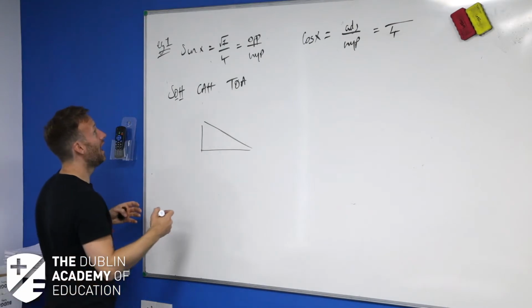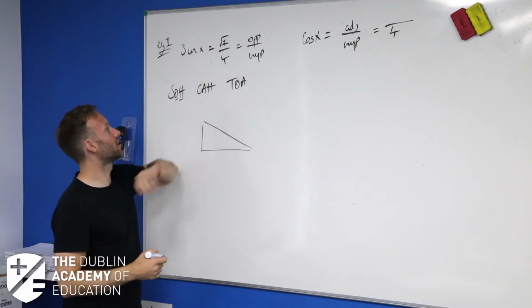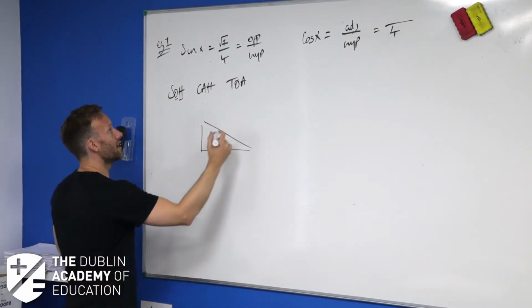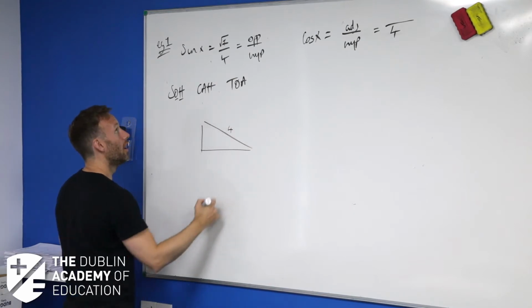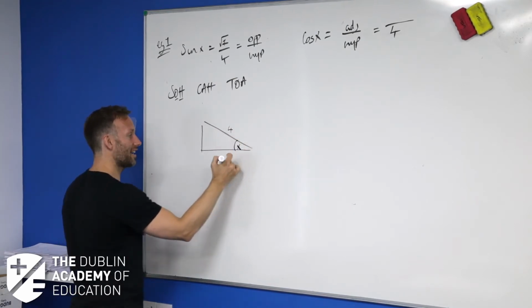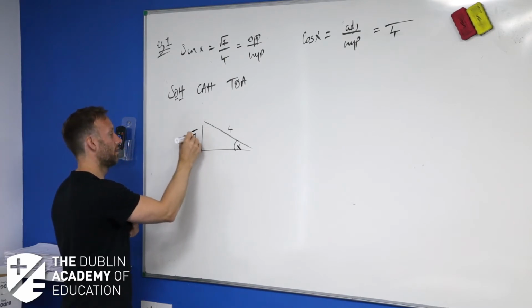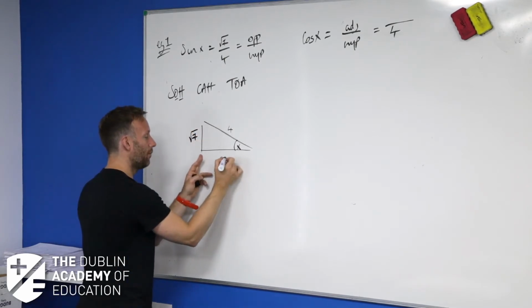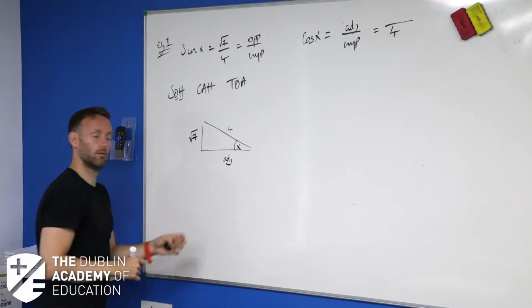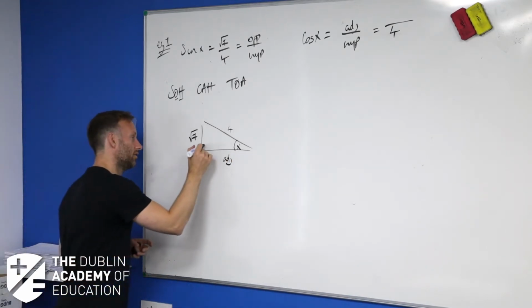We can say that we know what sin x is. It's opposite over hypotenuse. So we can say that this is 4, right? And if we say that this is x, that there is the opposite of it, so that has to be root 7. And then this here must be the adjacent. And remember, it's a right angle triangle, right?